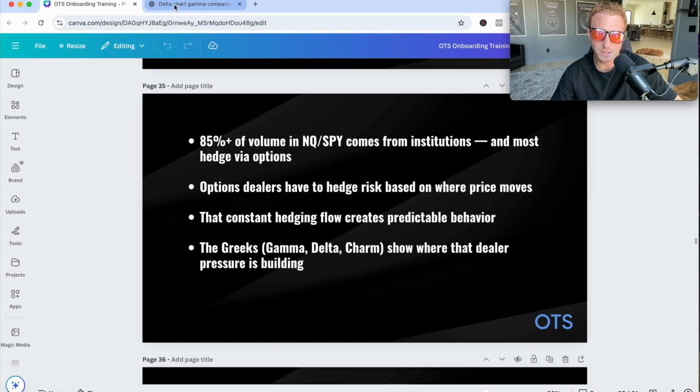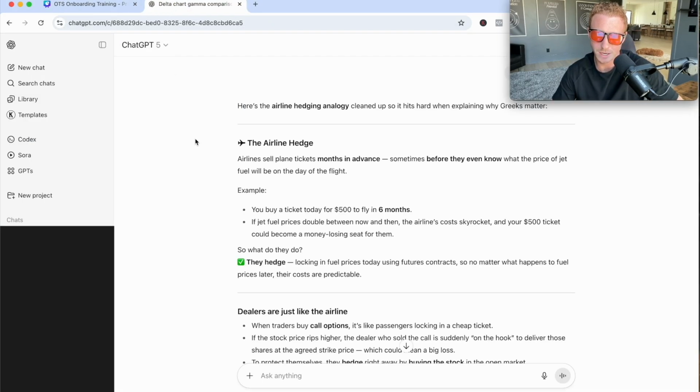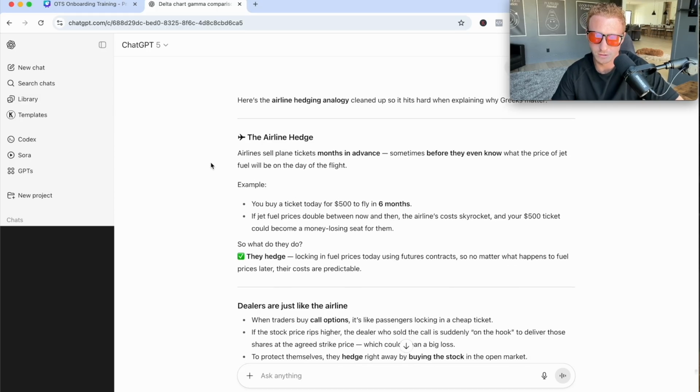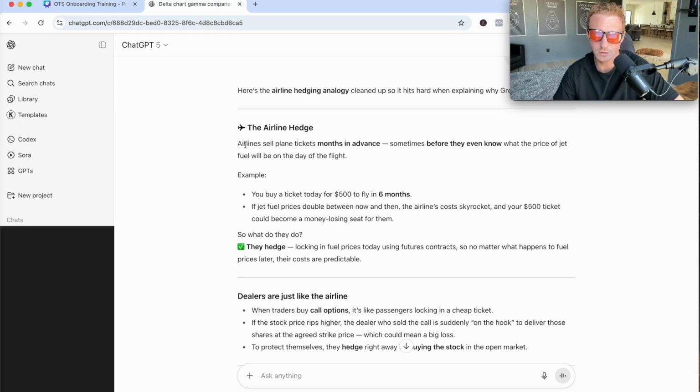So let me give you an analogy that kind of makes a little bit of sense, or hopefully should. For example, airlines sell plane tickets months in advance, right? And this is a real life example. Sometimes before they even know what the price of jet fuel will be on the day of the flight, right? It's July right now as I'm recording this video, or August actually. If they're selling plane tickets in December, they don't know what the price of oil is going to be, what the price of gas is going to be.